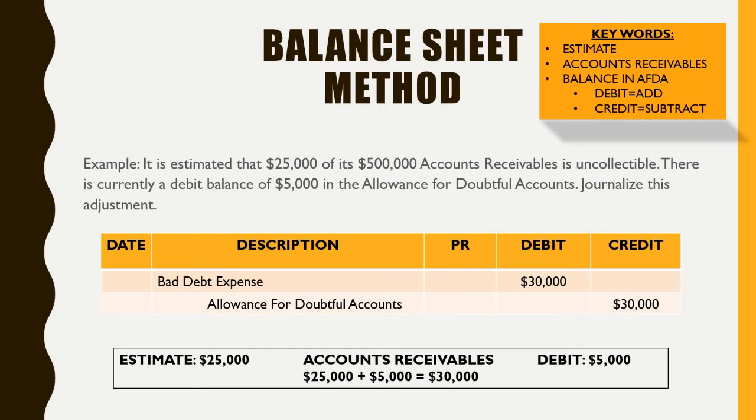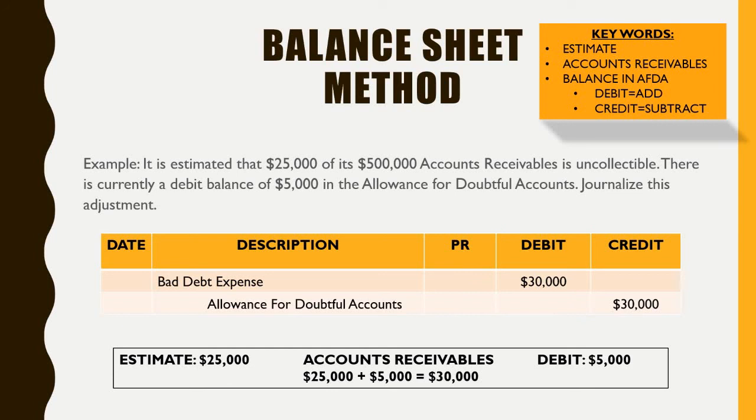Okay, so in this case, we're looking at our ledger account. If I've already journalized that I have a current debit balance, I'm on the left side. I have a $5,000 debit balance in my allowance for doubtful accounts. My end goal in this scenario is that my estimated amount of $25,000 is what I want to be in my allowance for doubtful accounts balance. I need to reach a credit balance of $25,000.